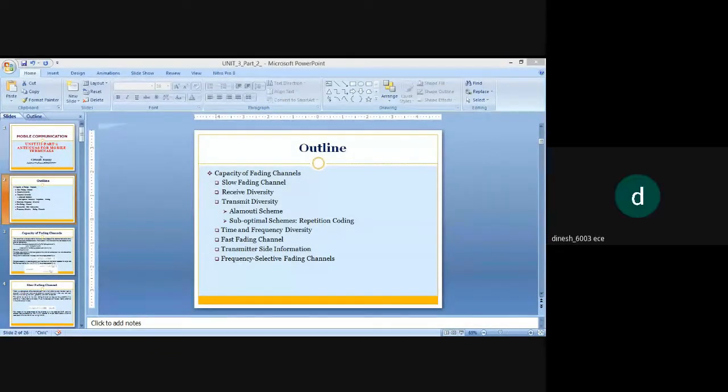Welcome to another session on mobile communication. In today's session, we are going to see mobile communication networks, unit number 3, part 2 of antennas for mobile terminals.